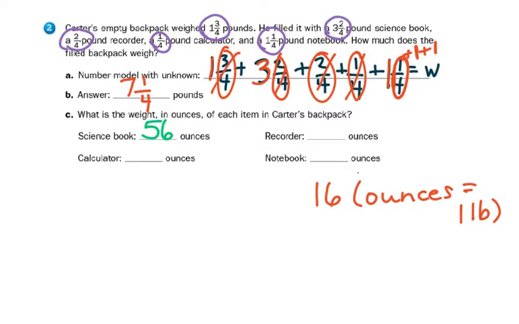The recorder. The recorder is 2/4, or we would say a half of a pound. So what's half of 16? Half of 16 is 8.